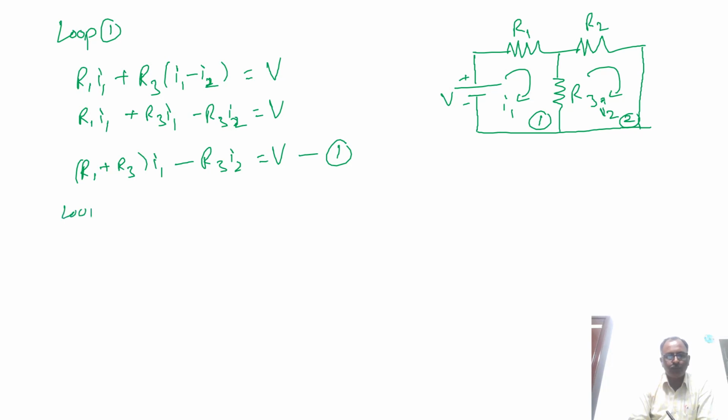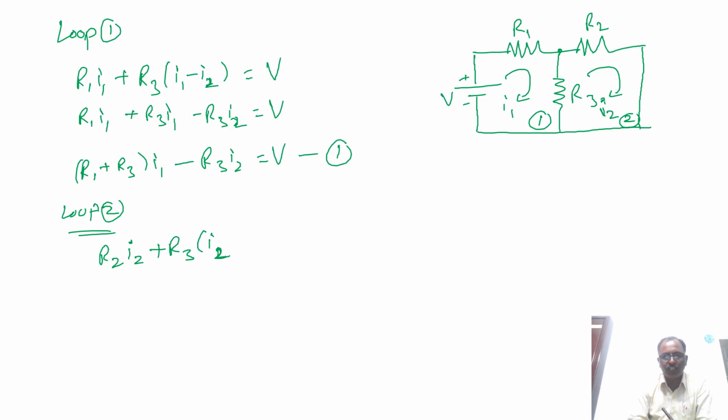For loop 2, if you start from here and move in the clockwise direction, R2 is involved in loop 2 only. So R2, and the loop current is I2. So the voltage drop is R2 I2, and then we come across the resistance R3. R3 is a common resistance for loop 1 and loop 2. So the voltage drop will be R3 into the I2 current.